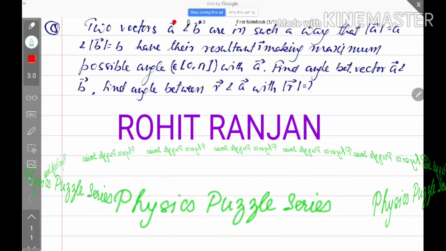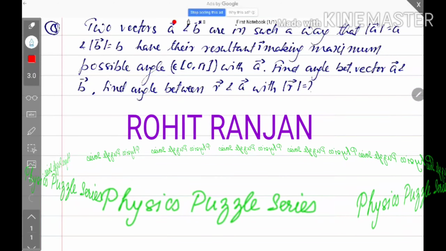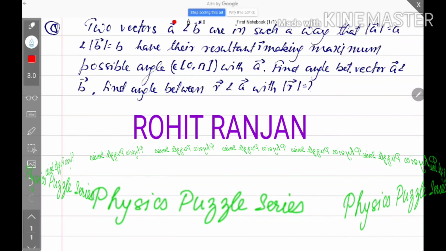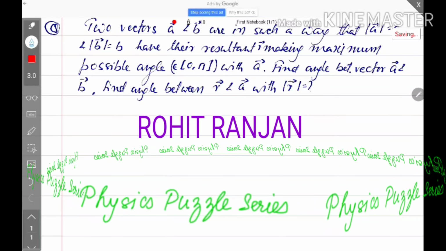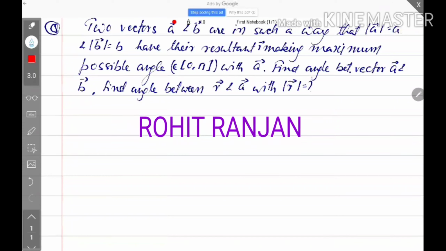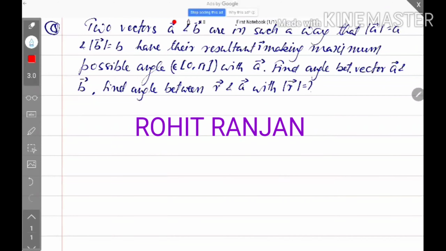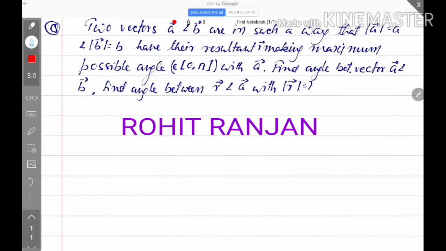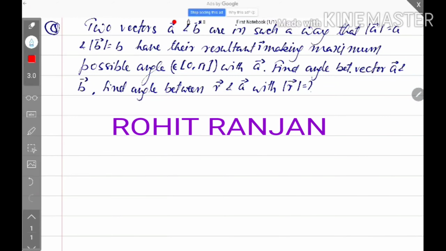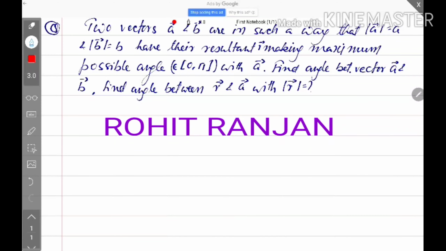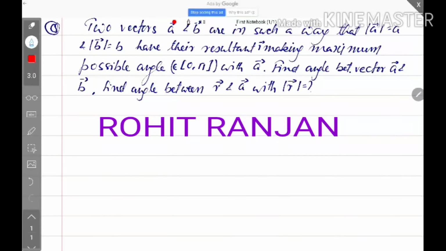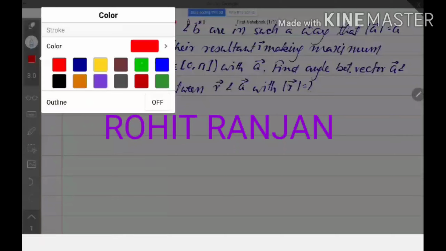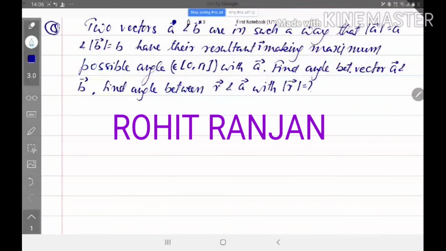What is written over here? Let's watch. Two vectors A and B are such that the magnitude of A is equal to A and the magnitude of B is equal to B. Their resultant R makes the maximum possible angle, lying between 0 to 180 degrees. Where they find the angle between vectors A and B. You have to find the angle between vectors A and B.